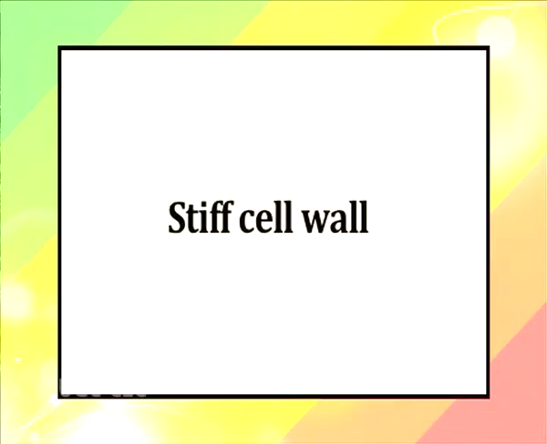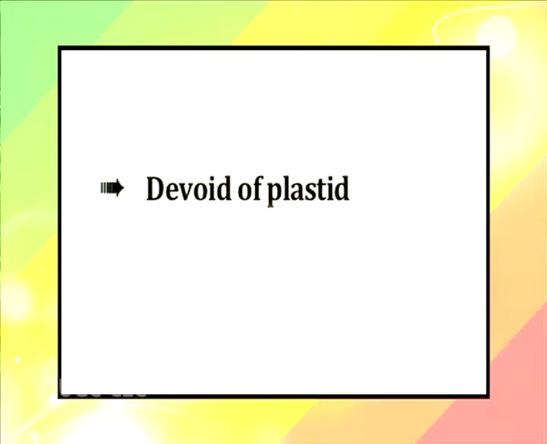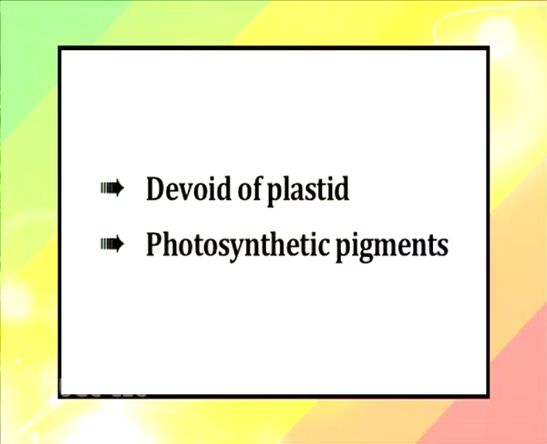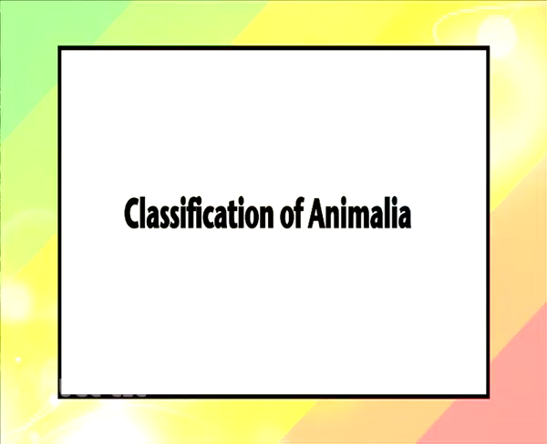They lack stiff cell wall, they are devoid of plastids and photosynthetic pigments. Level of organization and tissue differentiation in higher forms is far exceeding that of other kingdoms. Haploid stage occurs in the form of gametes and rest of the structure is diploid. Now the classification of Animalia.